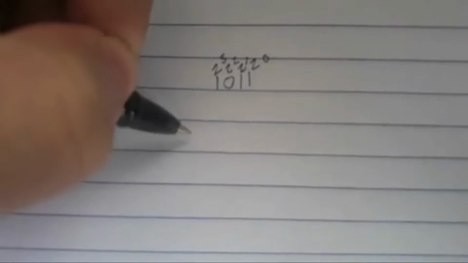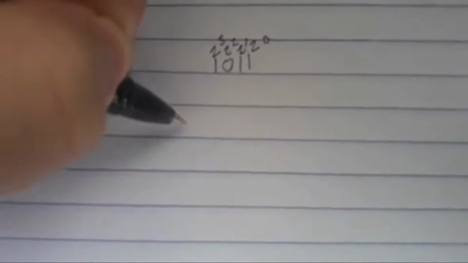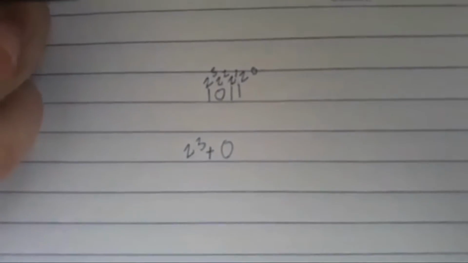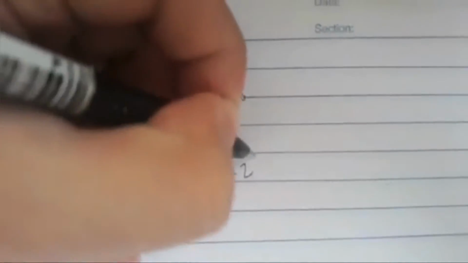Next, we are going to multiply 1 times 2 cubed. Then the answer is going to be 2 cubed. Then we add 0 times 2 squared, which is going to be 0. 1 times 2 raised to the power of 1 is going to be 2 raised to the power of 1. Then the same thing for 2 raised to the power of 0.